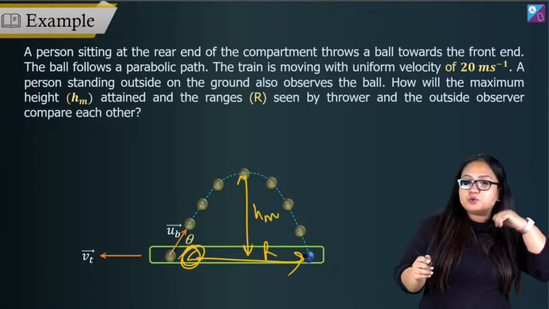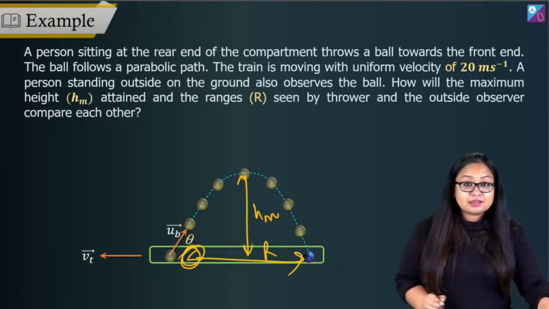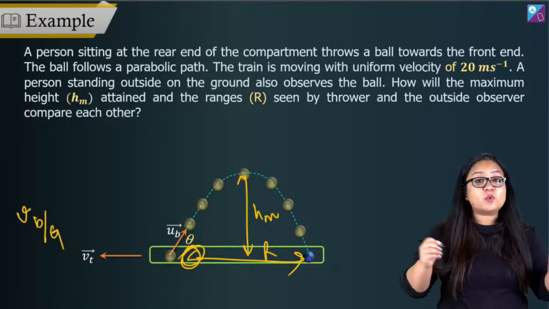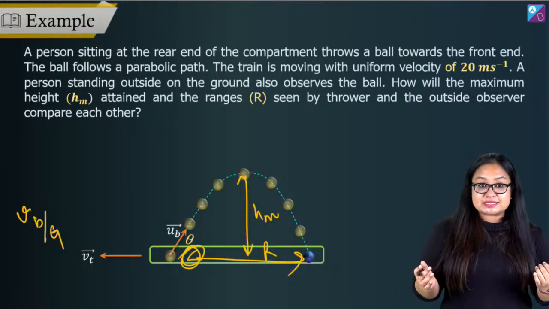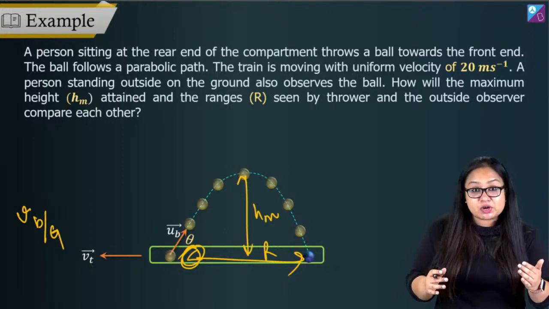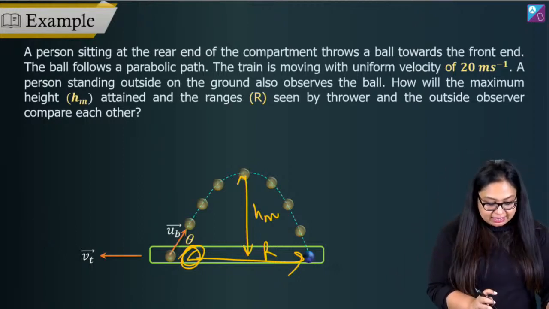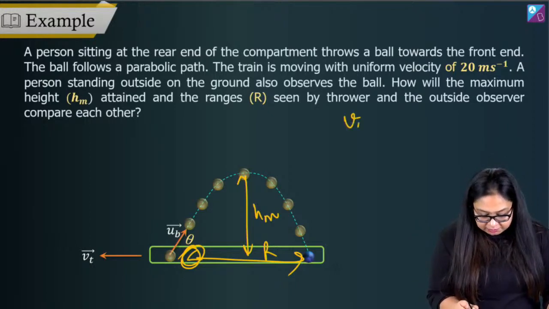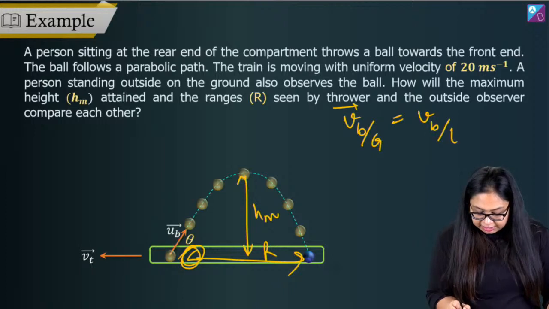But for a person that is outside the train and observing, for them, the velocity of the ball with respect to ground is what they will see, right? So now if I look at it, since the train's motion is in the x direction only, I will say that the ball's velocity along the x component gets affected, right? Okay, so now the ball's velocity along the x component will be equal to how much? Velocity of the ball with respect to ground is going to be equal to velocity of the ball with respect to train plus velocity of train with respect to ground, right?